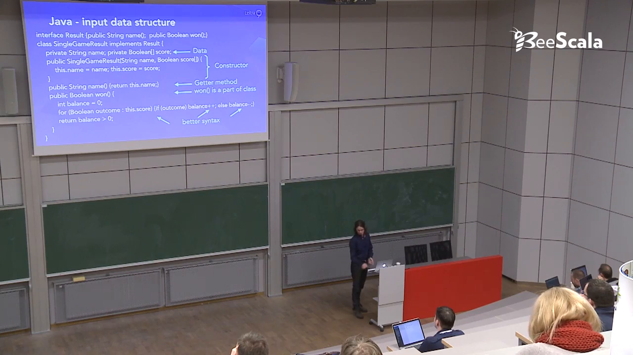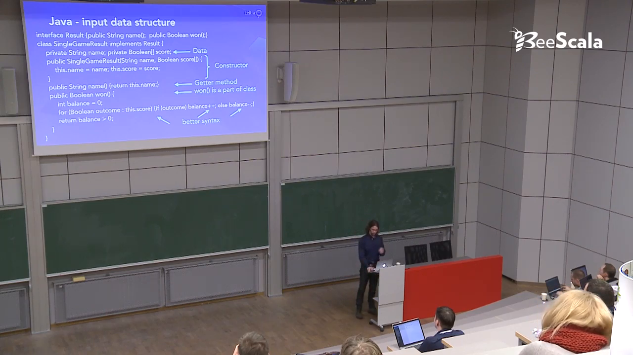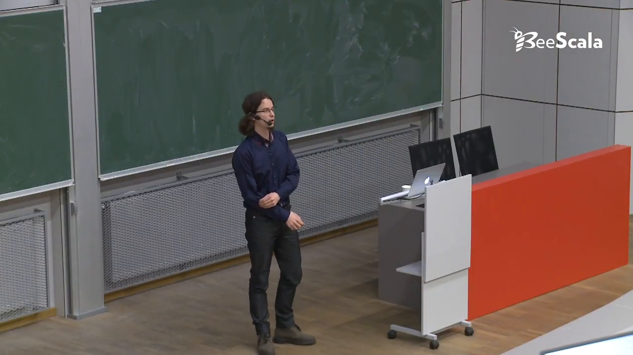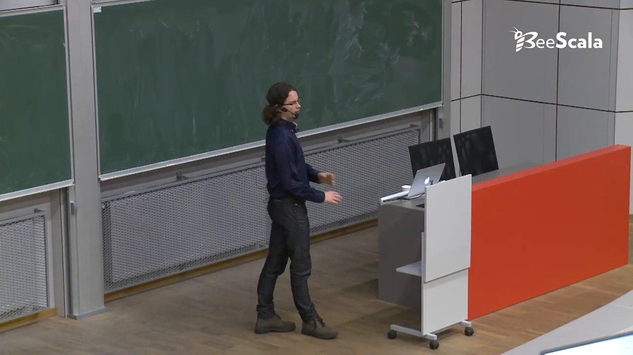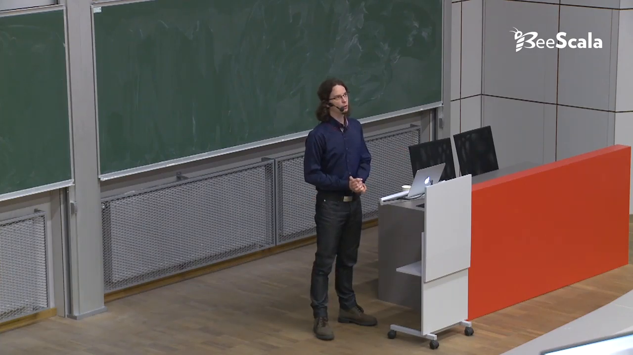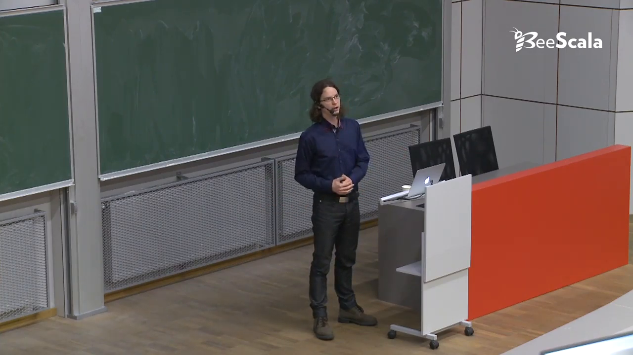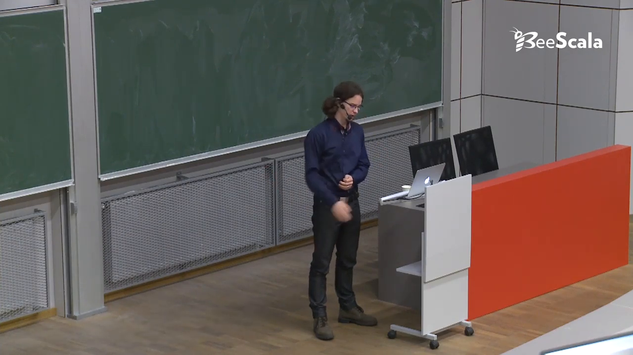But the best, we have some better syntax. This is not very important. The best thing is that now we can define an interface. We can say, I don't really care how this data is implemented. All I care is that it can give me the name, and it can tell me if the player won. This is all we need. And this is all we will use in code outside of this class.